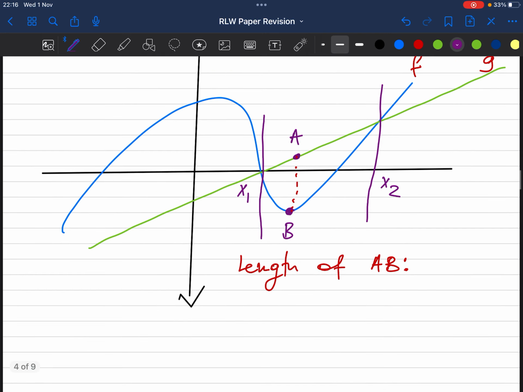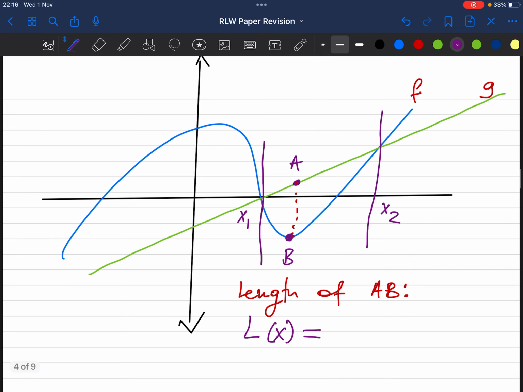So meaning the length of AB, let me call it L of x, will be what? It will be the above function. What is our above function? It's just g of x minus the below function f of x. All right. So this is how you can find the length. You need to check the above function and you must minus that above function with the below function. That's how you get the length.